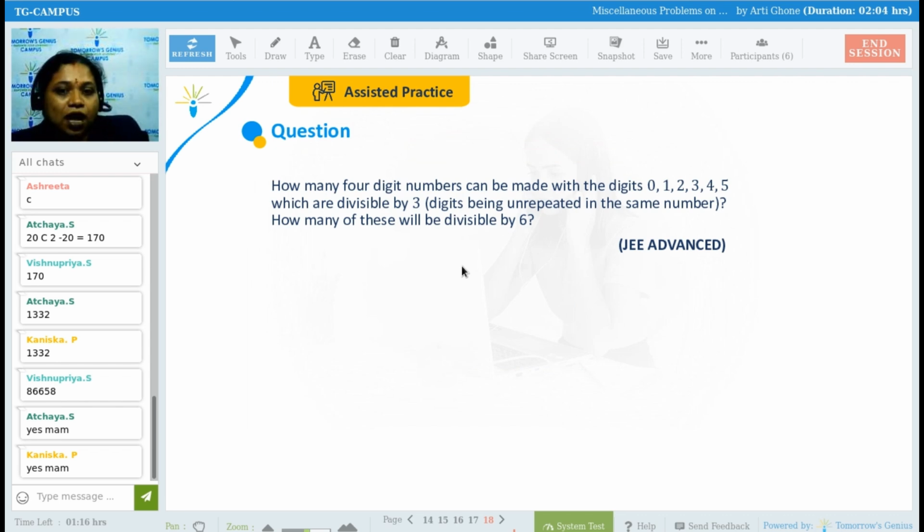So I'm expecting this answer. How many 4 digit numbers? It's a JEE Advanced question. How many 4 digit numbers can be made with the digits 0, 1, 2, 3, 4, 5 which are divisible by 3, with digits being unrepeated in the same number? So how many of these will be divisible by 6? First we have to take a total count, and then see what combinations are possible out of these digits.